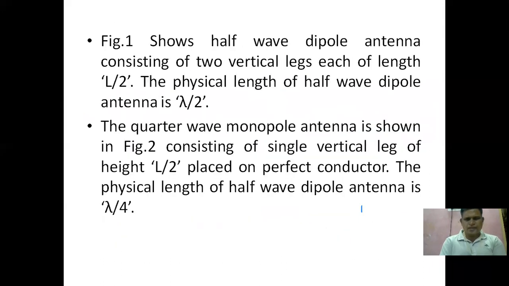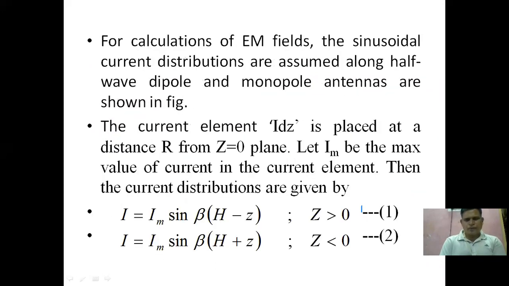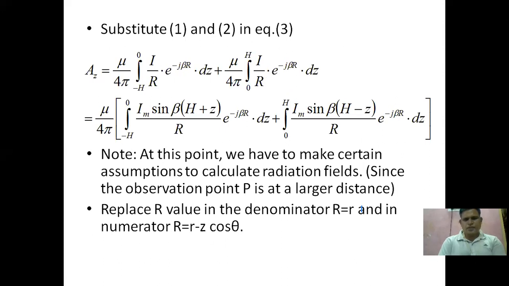Otherwise, you would have to write R equal to r minus z cos theta. Here, in the denominator we are replacing capital R with small r, and in the numerator we are using R equal to r minus z cos theta. You have to remember this. We are doing this for mathematical simplification.